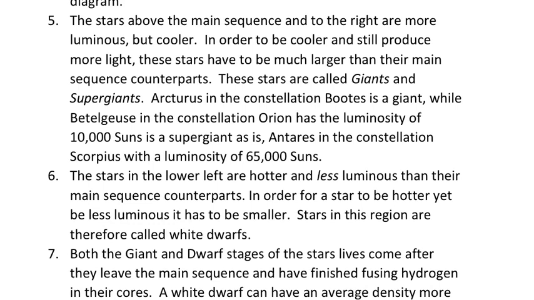Stars above the main sequence and to the right are more luminous but cooler. That's what we were just talking about. In order to be cooler and still produce more light, these stars have to be much larger. They're called giants and supergiants.